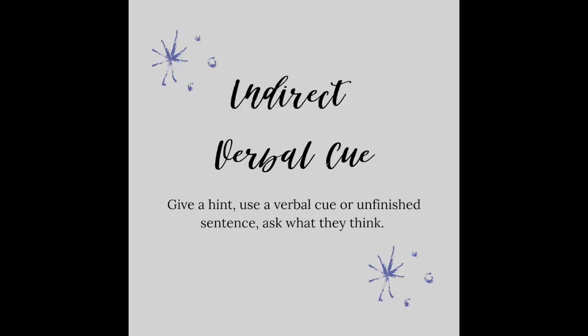The fifth step is providing an indirect verbal cue. Indirect verbal cues can be hints, such as to ask the student what they want, while pointing to or near the symbol want on the communication system.